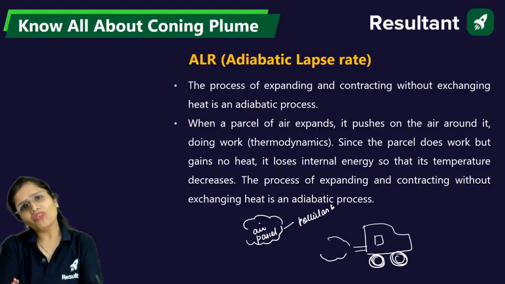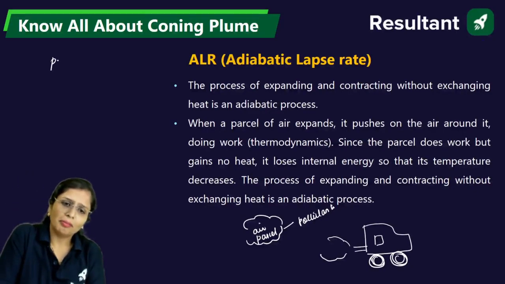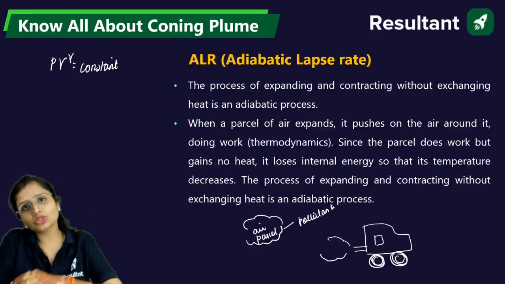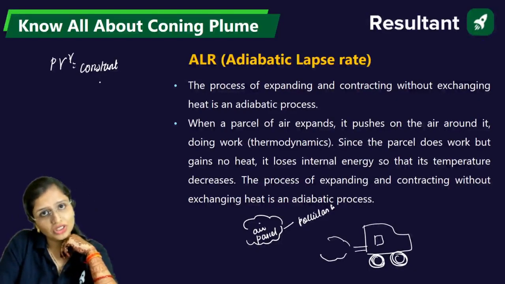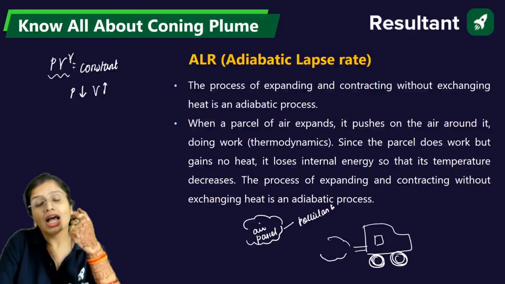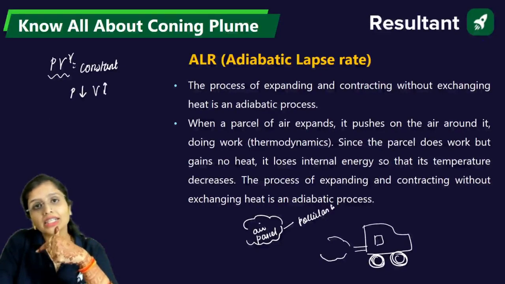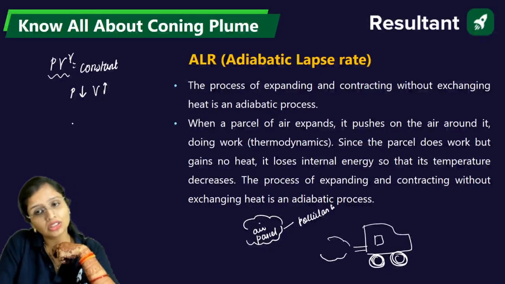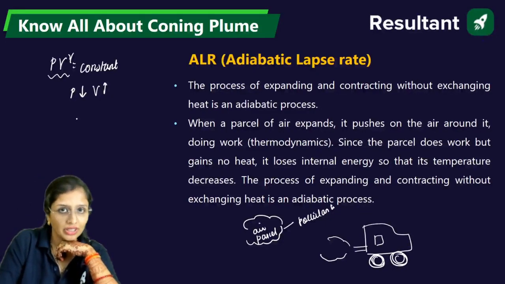If you go flashback to your chemistry, you remember PV to the power gamma is constant. Now, as it is going up, the temperature is reducing, and the pressure is also reducing. Now, PV to the power gamma is constant. To maintain this constant, the volume has to increase. First of all, the question comes how the volume will increase. The pollutant will utilize its own internal energy to increase the volume, and if the volume increases, you will see that the temperature decreases.